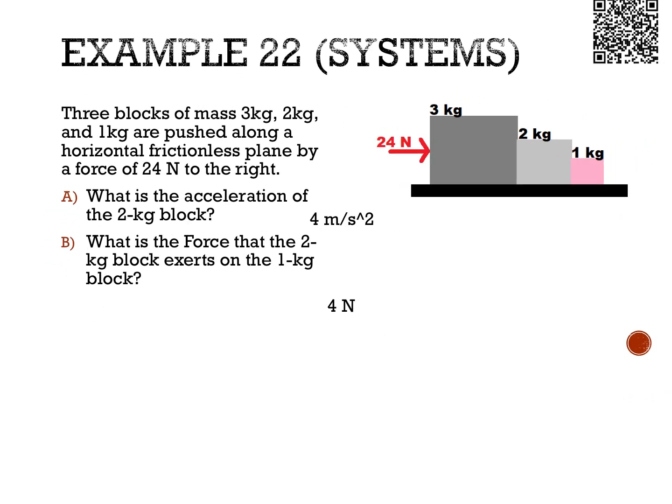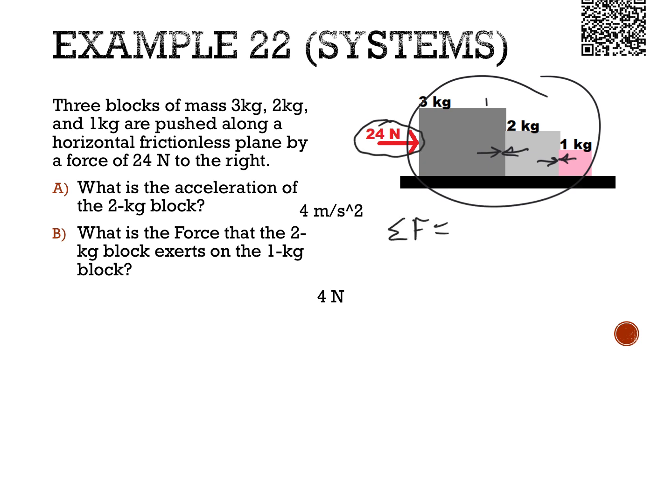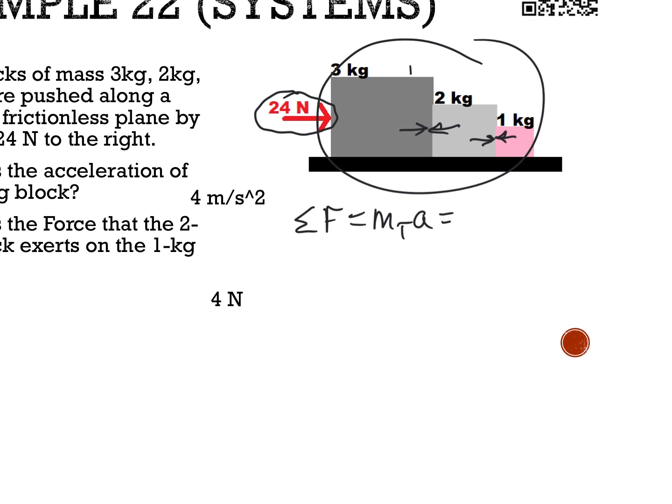3 blocks being pushed. Ooh, this one's cool because we can still treat it just like an entire system. Because all of these, this pushes on this and this pushes back, this pushes on this and this pushes back, are all action-reaction pairs. They go away. This is the only external force right here. So the sum of forces, which is the mass total times the acceleration, is for this guy just equal to that 24 newtons.